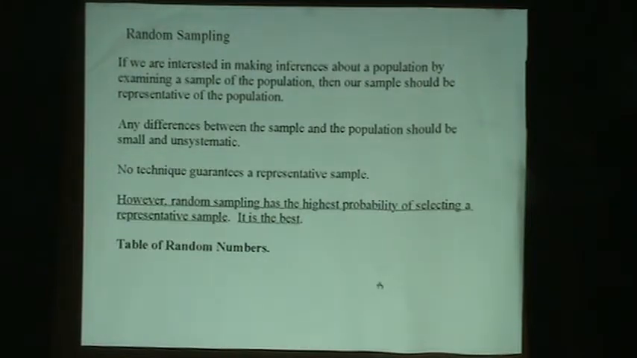The first method we'll look at is random sampling, and that is selecting a sample from a population in such a way that every individual in that population has an equal probability of being selected. Random sampling generally gives us a representative sample of the population. Any differences between the sample and the population should be small, and they should be unbiased. There should be no bias built in.